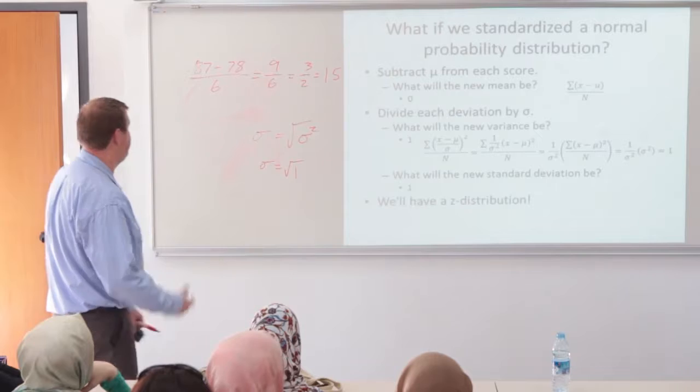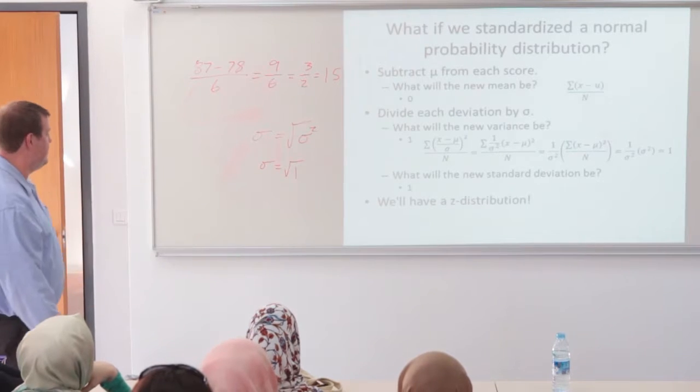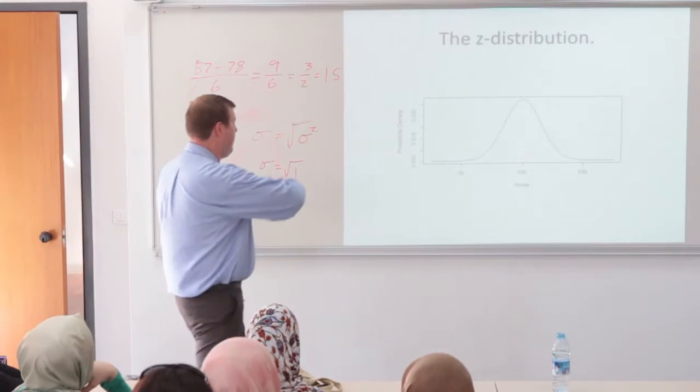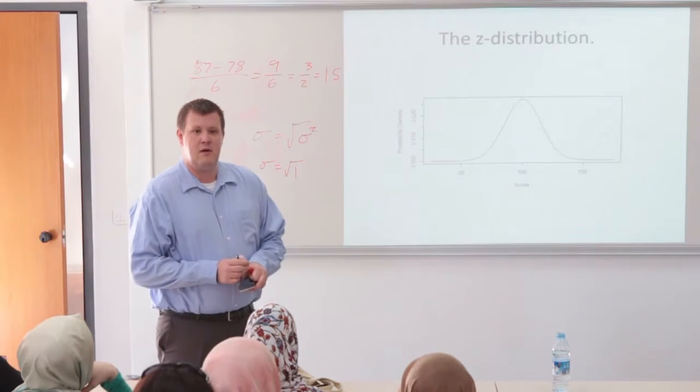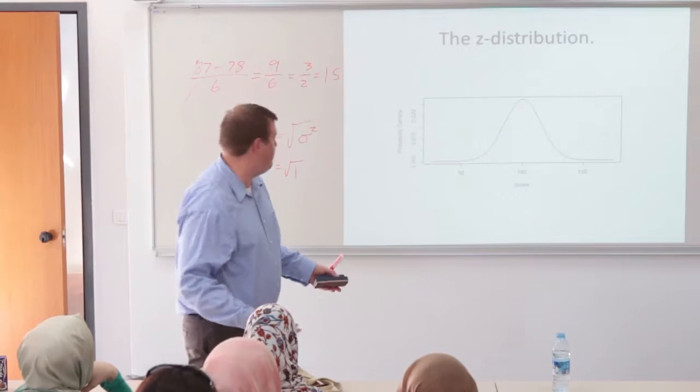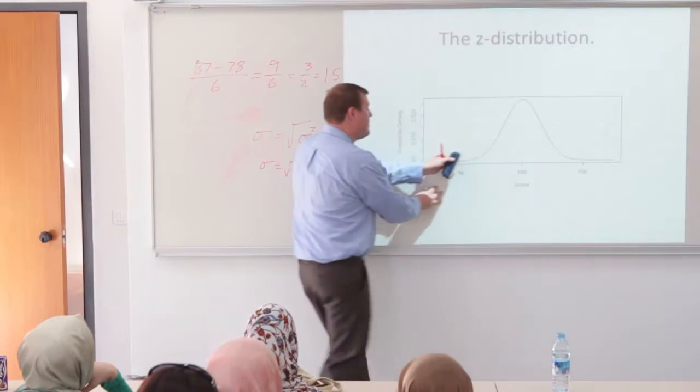Boom. All right, this will give us the z distribution. And so here are our original scores. We subtract 100 from all of our original scores. What will the new mean be? Well, that will just shift this whole thing down to 0.